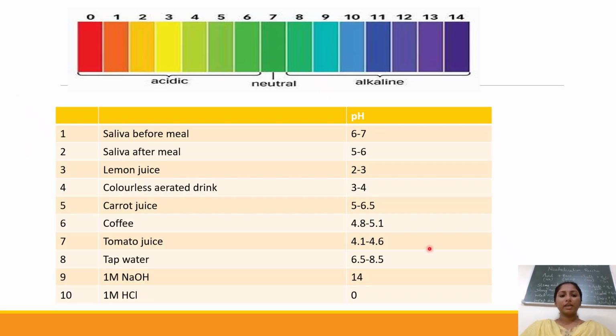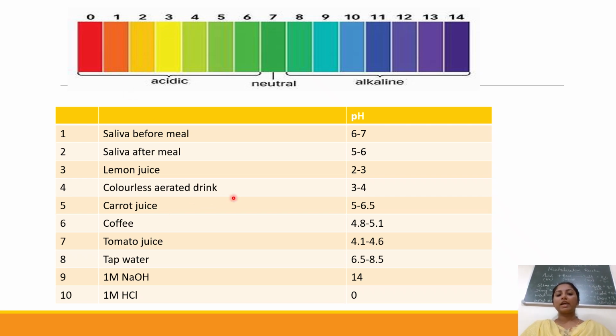Here we can see that saliva before a meal has a pH of 6 to 7. That means it is less acidic or neutral. What about saliva after a meal? It will have a pH of 5 to 6. That means here it is acidic. What about lemon juice? It will show a pH of 2 to 3. That means it is more acidic in nature.